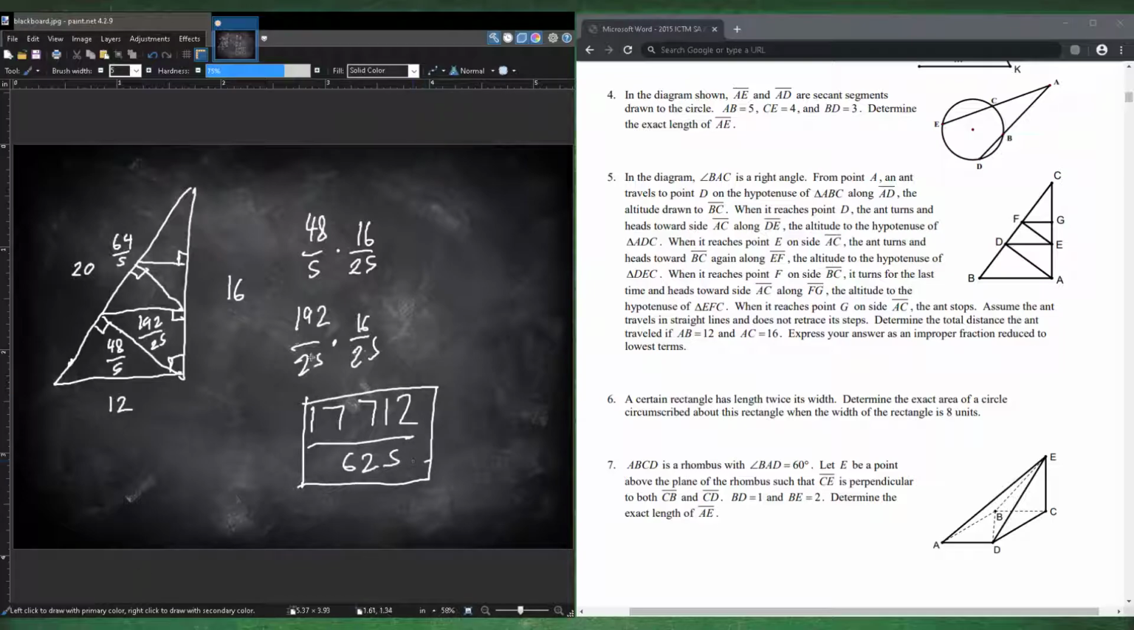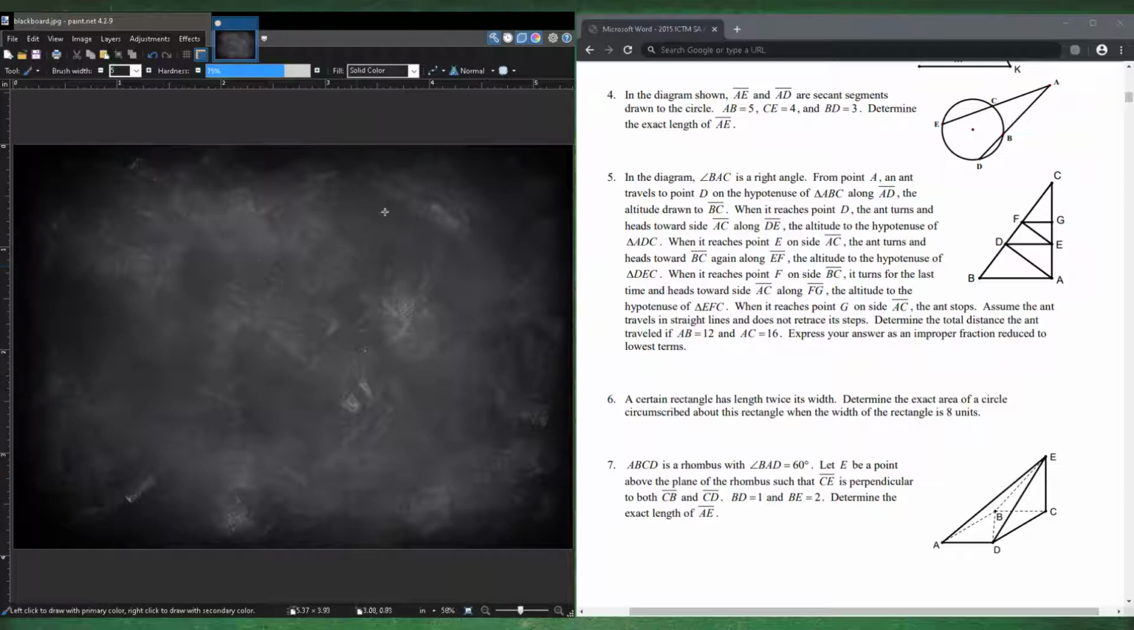It just takes a lot of work, but if you don't have time for it, I recommend not solving this question, because it takes a long time to read, and then it also takes a bunch of steps for you to get the answer.